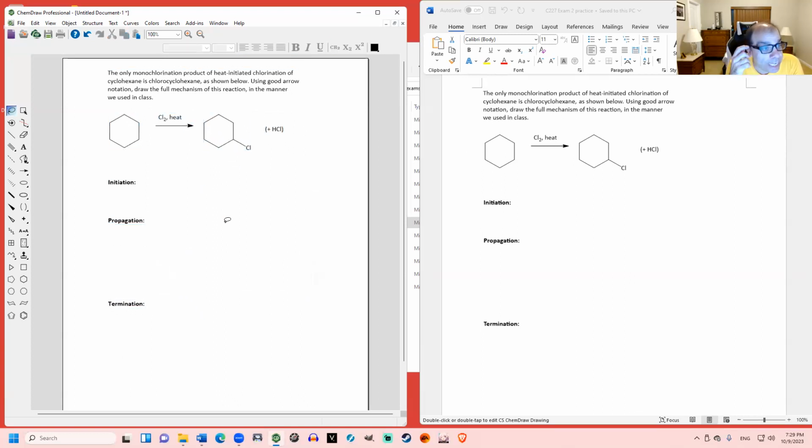Here's another radical chain reaction. I went easy on them that year. I just gave them cyclohexane. All 12 hydrogens are the same, so it doesn't matter which you take.